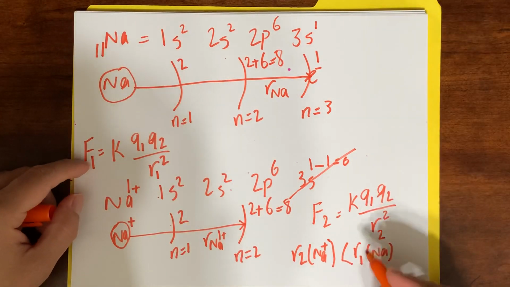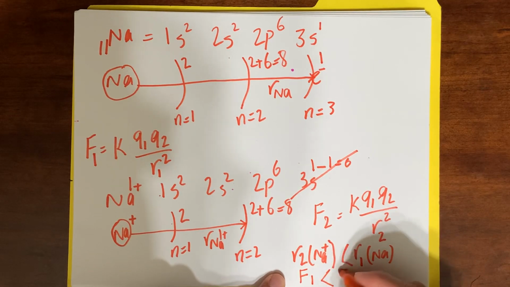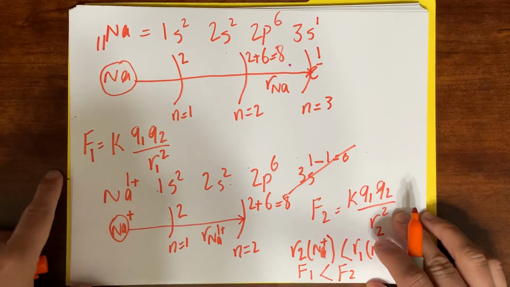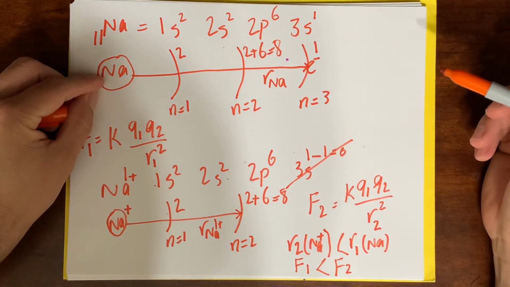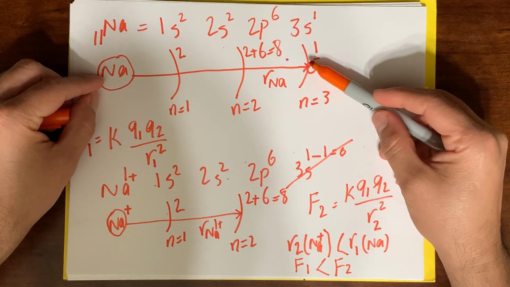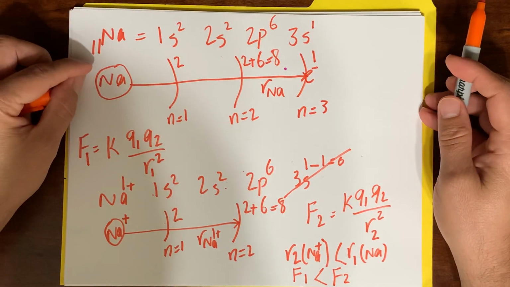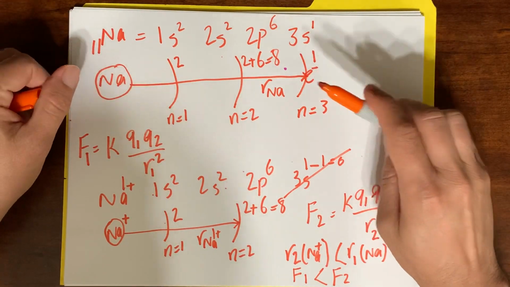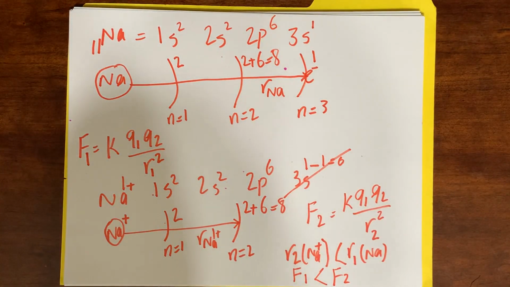Okay, meaning of this one, F1 will be smaller than F2. Okay, F1 smaller than F2. That means there is less force on the last electron. If there is less force, then you're going to spend less energy. Because this is way far from the nucleus, it's easier to take it.